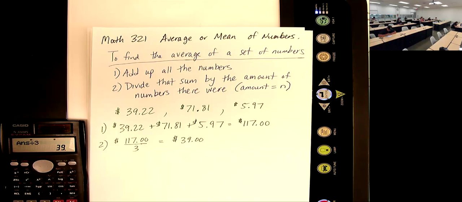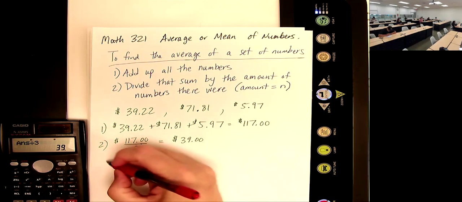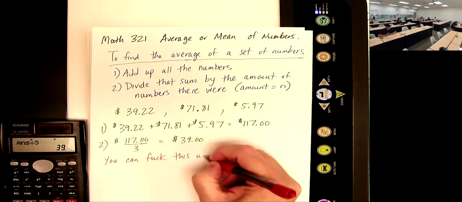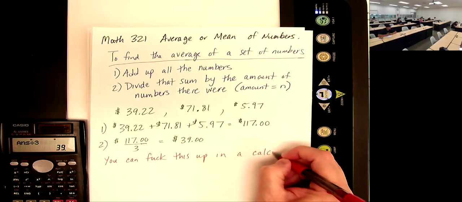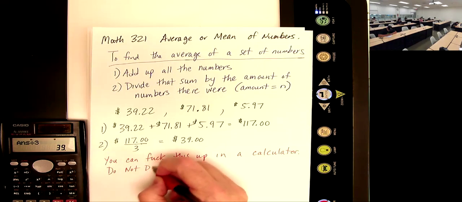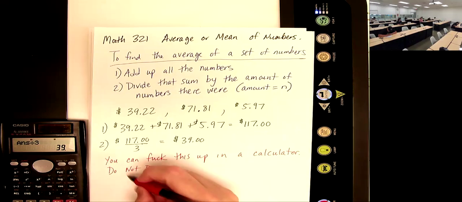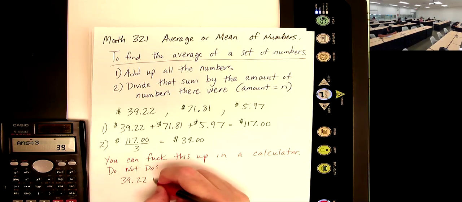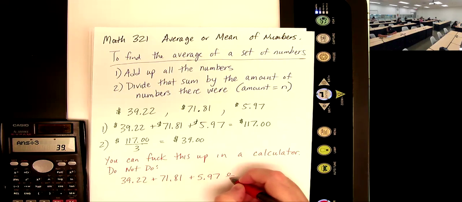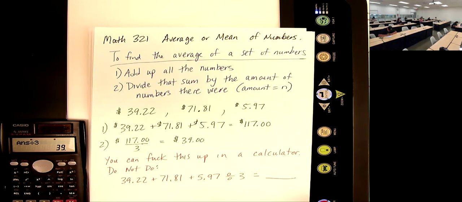So if you do this in the calculator, you can mess this up in the calculator. Do not do this: 39.22 plus 71.81 plus 5.97 divided by 3 equals. I challenge you to do that in your calculator right now. You will not get 39.